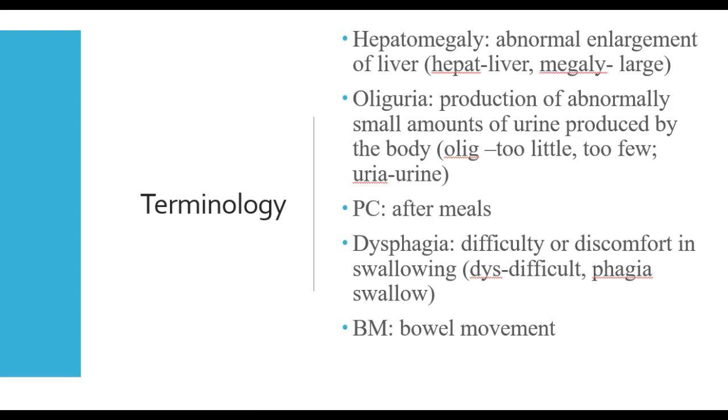Now you might have a large liver. Hepatomegaly. Sometimes patients' livers are so large, when you're doing your physical assessment, you can see it protruding. Large liver, and they may also have other problems going on with their body. Oliguria. That's production of abnormally small amounts of urine by the body. So oli is too little or too few, and then of course uria is urine. So that's when we're monitoring the patient's output and saying how much urine output their body is putting out.